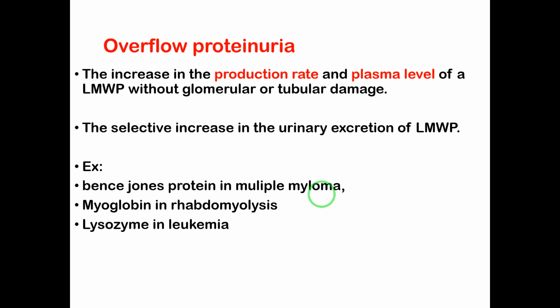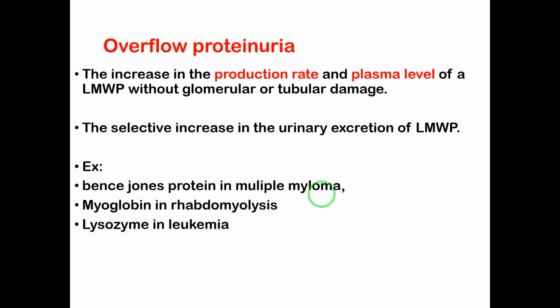In the case of multiple myeloma, we have a protein, Bence Jones protein, also produced in very large quantity, and the tubule cannot reabsorb it, so it will appear in the urine. And in case of leukemia, also we have a certain enzyme produced in very large quantity, which is lysozyme, and we will find lysozyme proteinuria. So we have this in this type, in overflow.